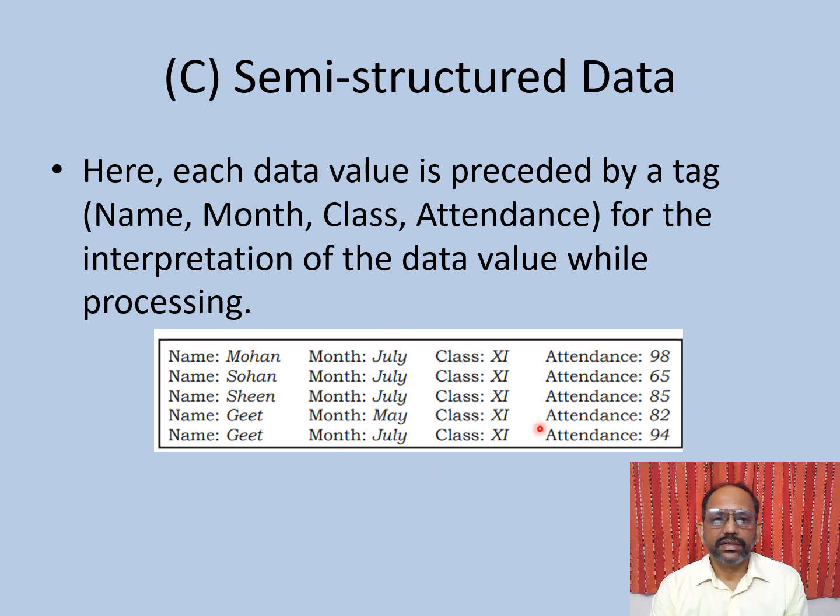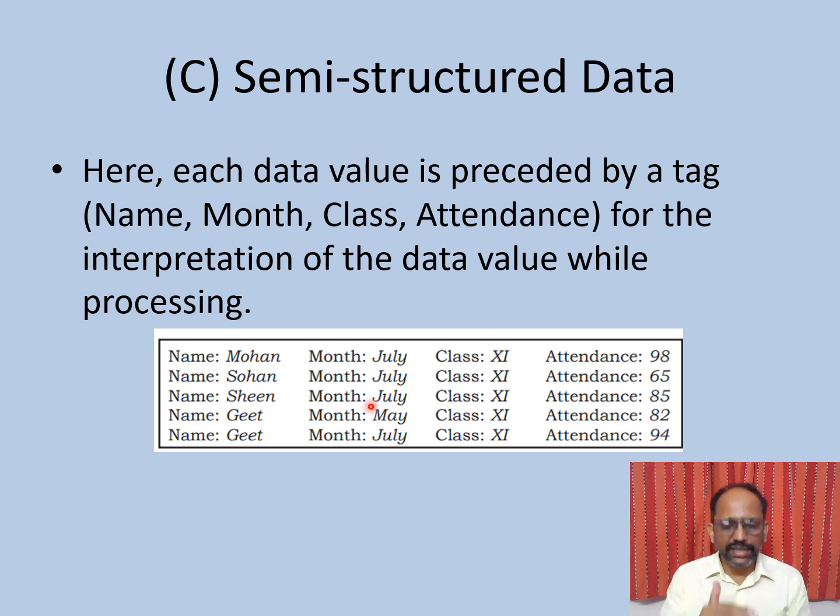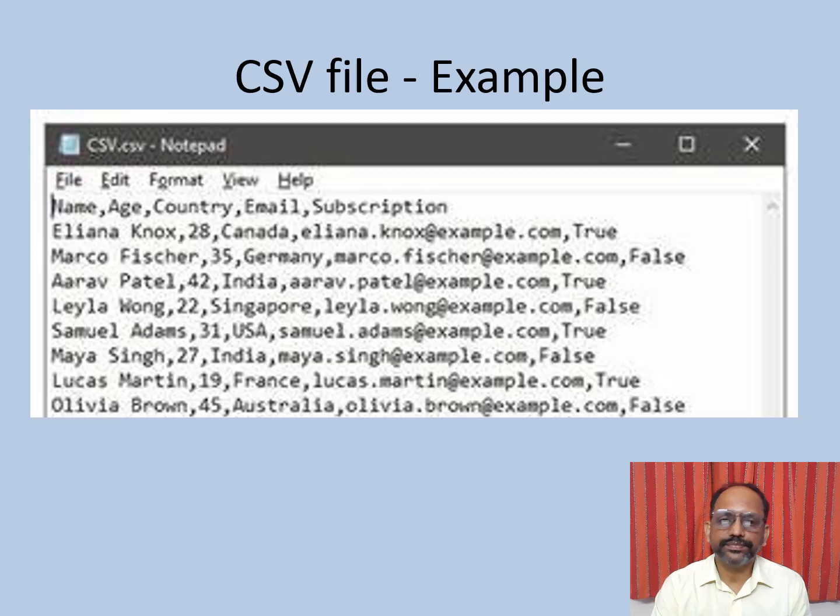Semi-structured data. Each data value is preceded by a tag. What is the tag? The name is a tag. What is the data here? Mohan is the data, Sohan is the data, Sheen is the data. What is the tag in this? Month. But it is not a column. So the tabular format is not maintained. But there is a similarity in the structure that is collected and maintained for all the different students. There is a uniformity in that. So therefore, this makes it semi-structured data.